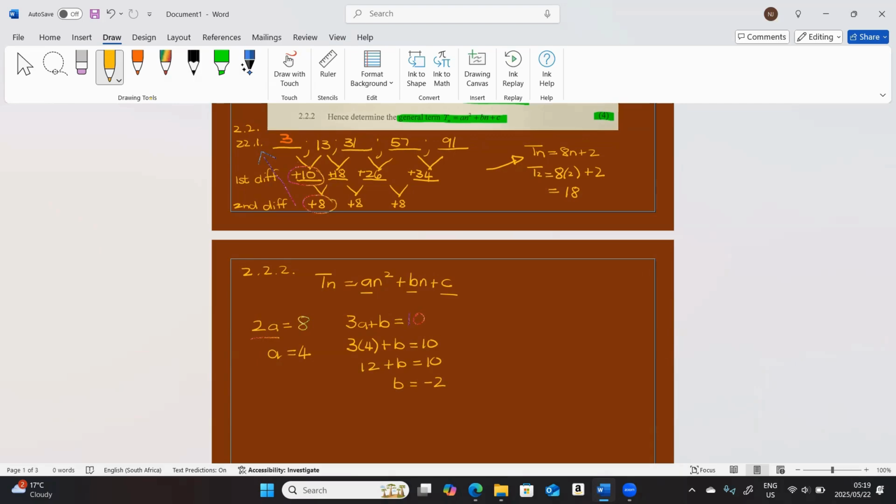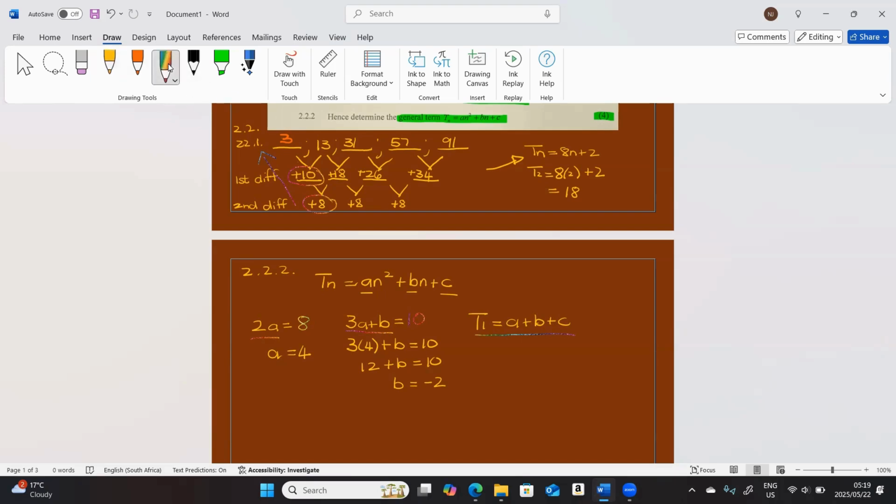Then lastly, remember, all of these that I'm underlining is what you study. These are the steps. 2a equals your second difference. 3a plus b equals your first of your first differences. And then this last portion is also what you can always write down: term 1 equals a plus b plus c. Once again, this is what you can study by heart, and then just write that down. So those are the 3 steps that you can use to solve a, b, and c. And then you just go and replace.